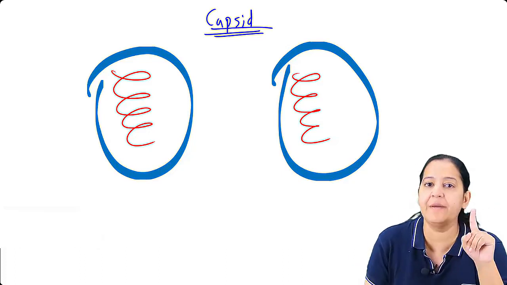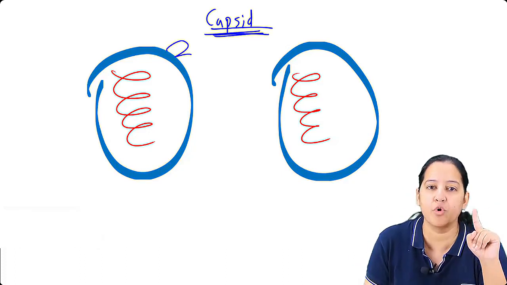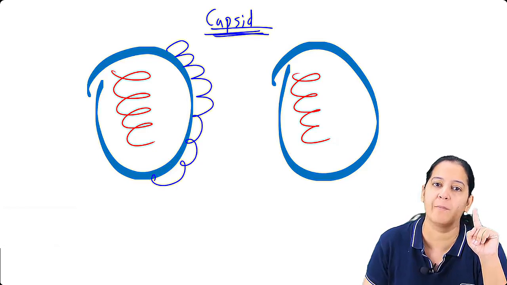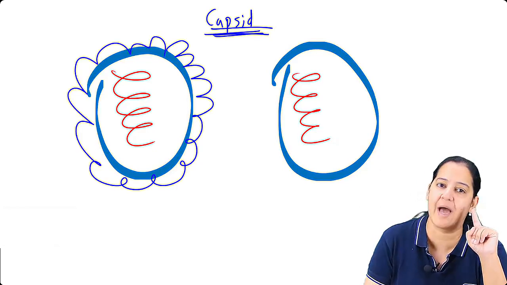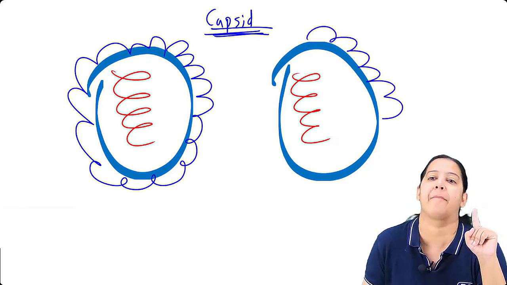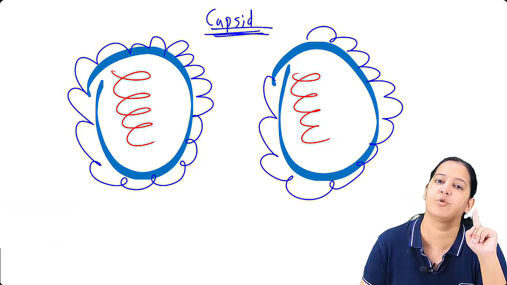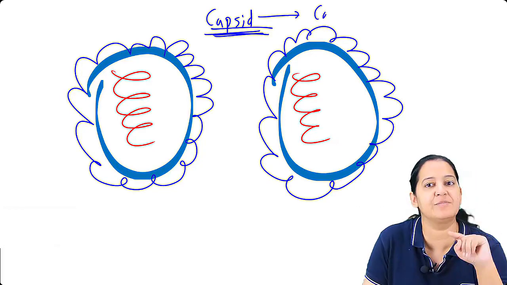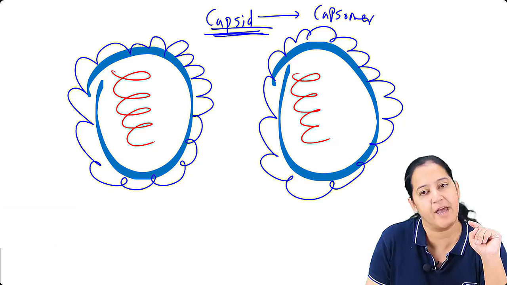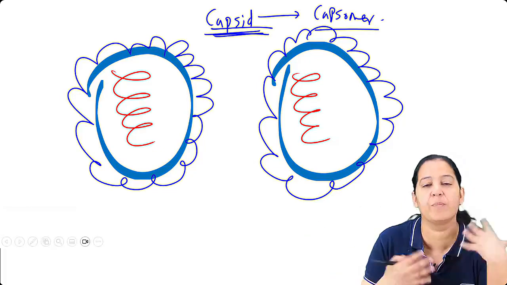This is a polymer. It is made up of monomers. The monomers are known as capsomers. Capsomers make the capsid, so the capsid is made up of capsomers. How many of you got it? Capsomers are the monomers. They bind together to make a capsid.